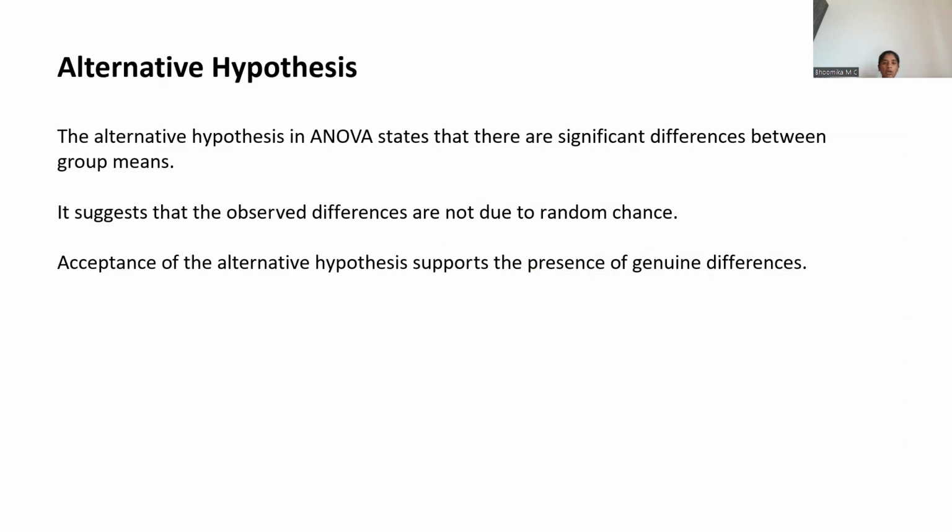Alternative hypothesis. The alternative hypothesis in ANOVA states that there are significant differences between the group means. It suggests that the observed differences are not due to random chance. Acceptance of the alternative hypothesis supports the presence of genuine differences.